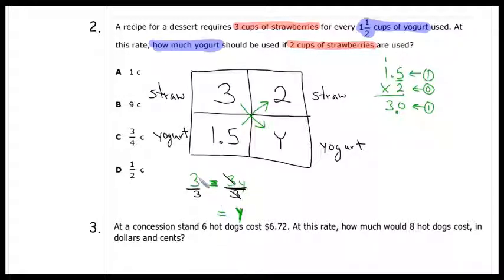And what's 3 divided by 3? Oh, it's the same thing. They cancel out. They give me a 1. Now, I cannot leave it as a ghost one over here because there's nothing here right now, so I have to put the 1. So that means that I have 1 yogurt. So if I have 2 cups of strawberries, I need 1 cup of yogurt. So the answer is A, 1 cup.